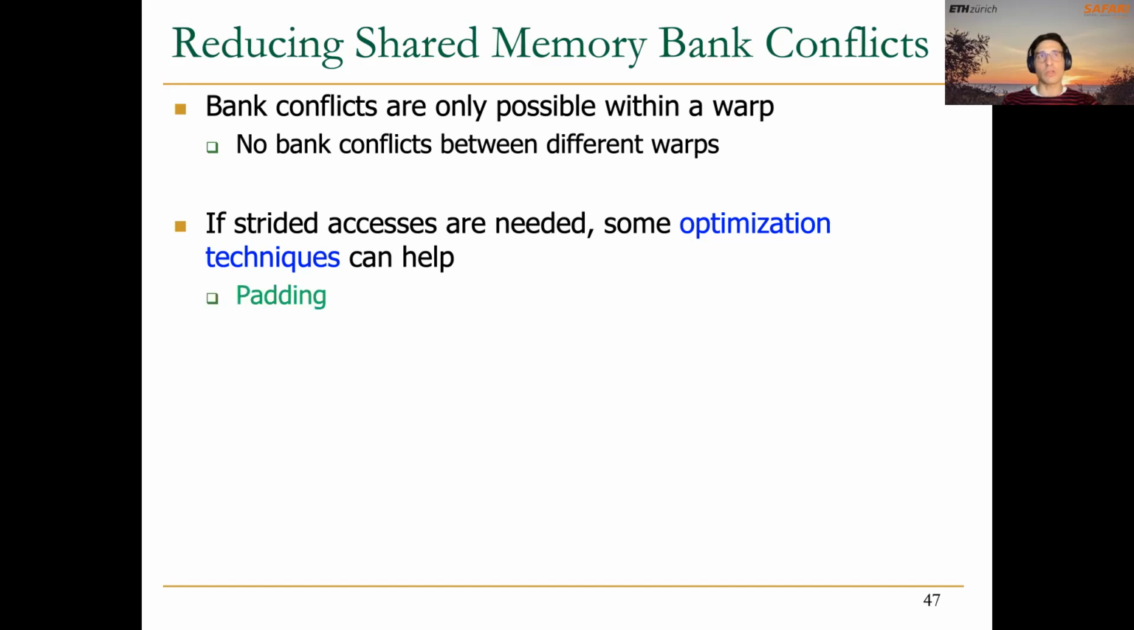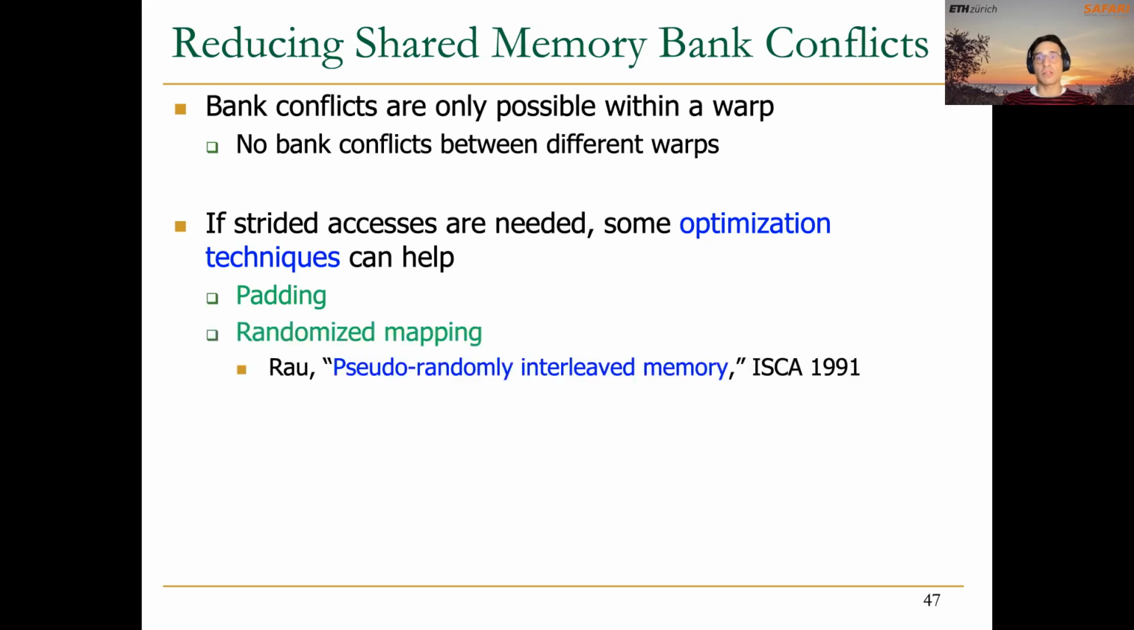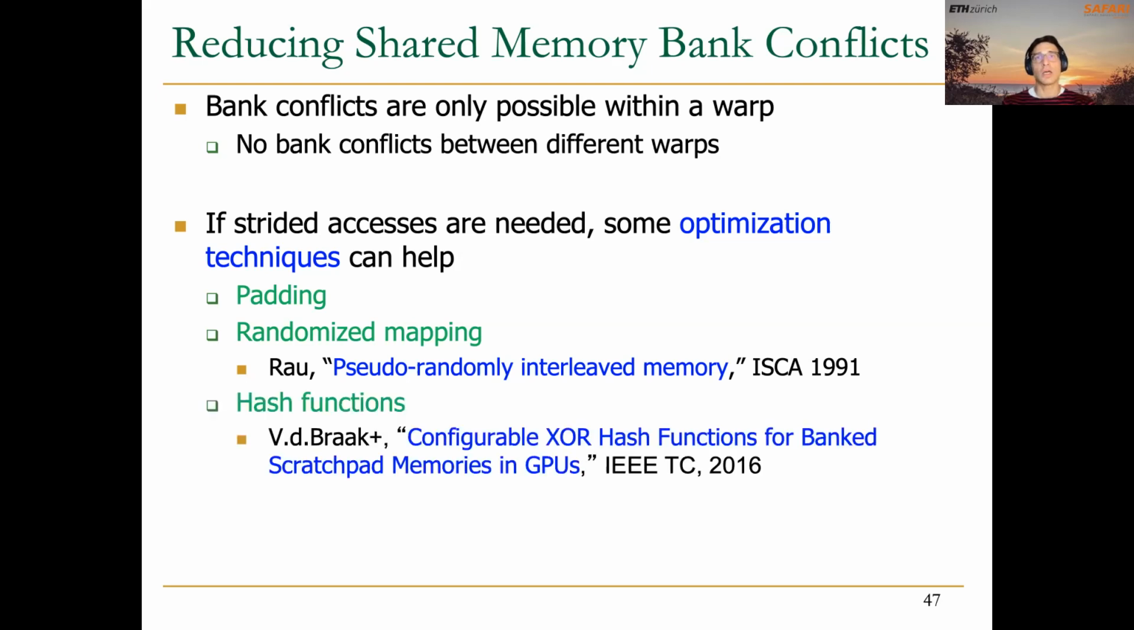These are some things that we will cover in later lectures. Padding is a way of dealing with strided accesses and avoiding bank conflicts, but we can also use randomized mappings, as those that were proposed in this ISCA 1991 paper by Rau, and more recently, we have proposed as well, along the same lines, some hash functions for scratchpad memories of GPUs, high XOR-based hash functions that definitely resulted in very good performance improvement in both software implementations and hardware implementations as well.